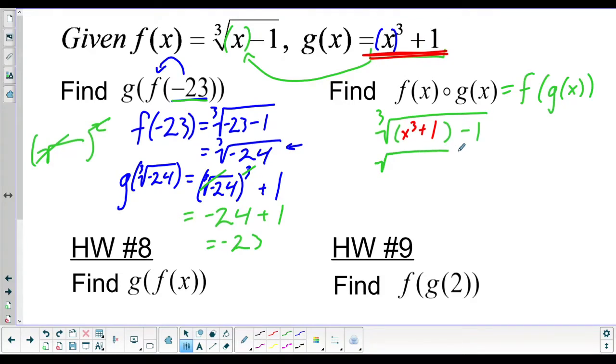So we're going to have the cube root of x cubed plus 1 minus 1. And then we can see that positive 1 minus 1 is 0. These cancel each other out. So we have the cube root of x cubed. And then just like we talked about over here, the cube root cancels the cubed, and then we're left with just x. So f of g of x equals x.